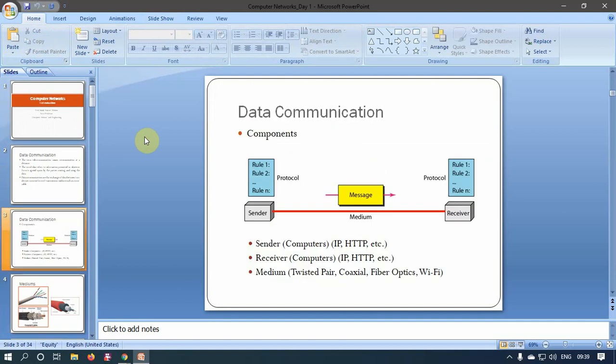Okay. So as I was saying, whenever we are talking about data communication, there are three components. The first one is a sender. The second one is a receiver, and the third one is the actual message, the data, and the medium through which the data will pass from the sender to the receiver side. As I said earlier, the sender and the receiver are actually computers that follow certain protocols. Now what are protocols? Protocols are a set of rules.